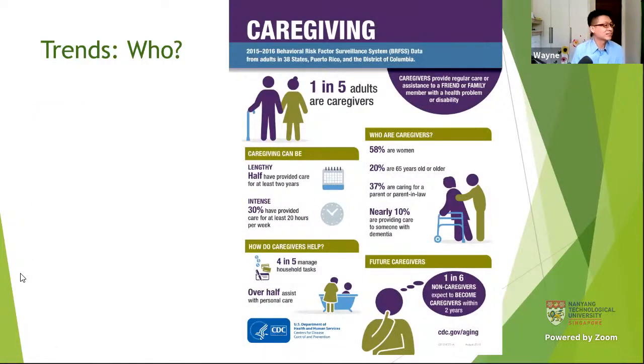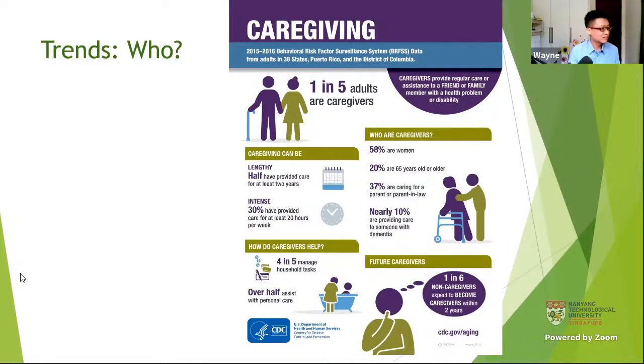Here caregiving is, this is from the US, once again CDC, the Center for Disease Control and Prevention in the US, right? How many caregivers, what is the proportion? It's about 20%. 58% are women, 20% are 65 and older. In the US, nearly 10% provide care to a dementia person. So that's something to think about.